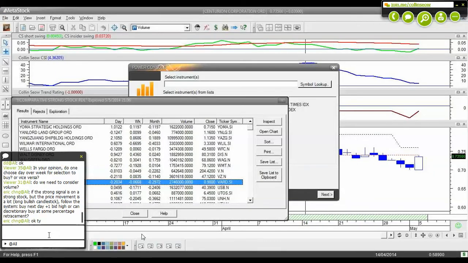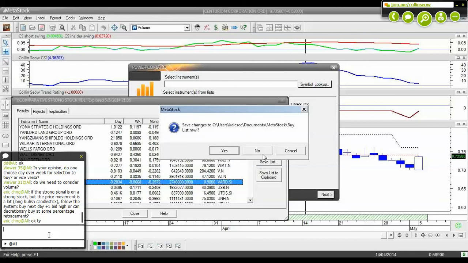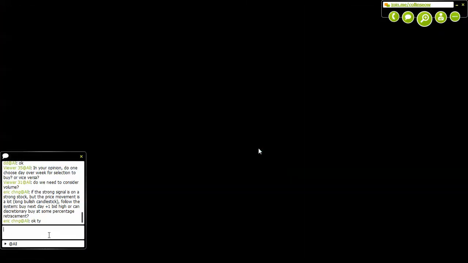So yeah, I got some problem with the MetaStock. Okay, let me log in again.